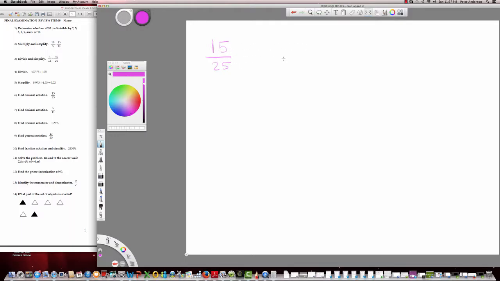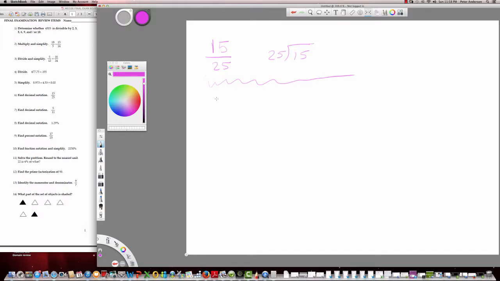So I could solve this problem going 15 and then 25. Again, the number on top goes inside, the number on the bottom goes on the outside. The numerator goes inside, the denominator goes on the outside. I could go through and solve it this way. However, there is an alternative method that's a little easier.